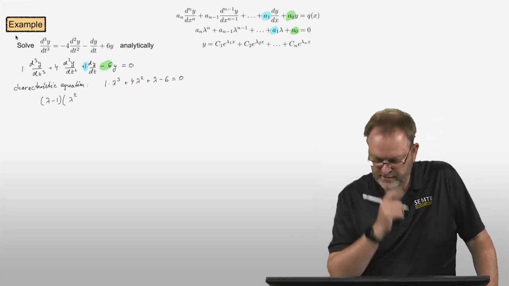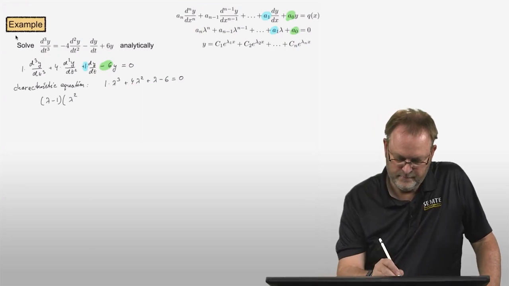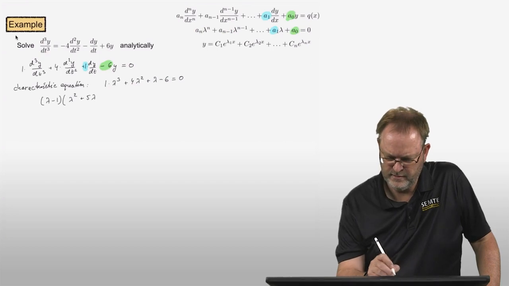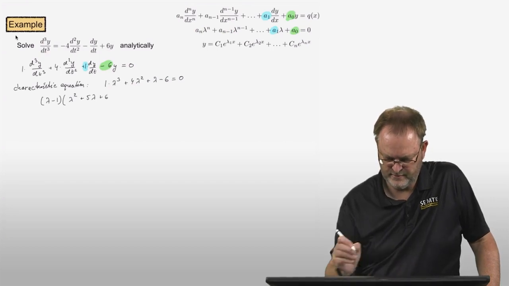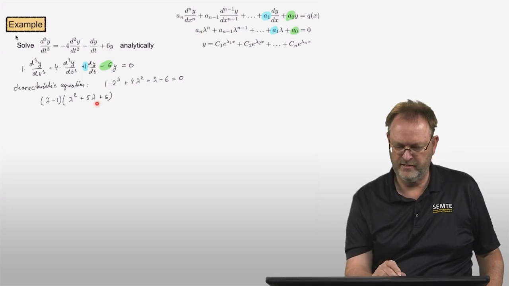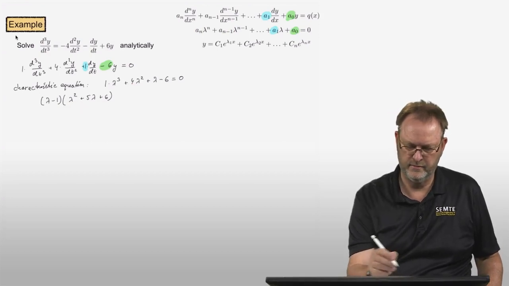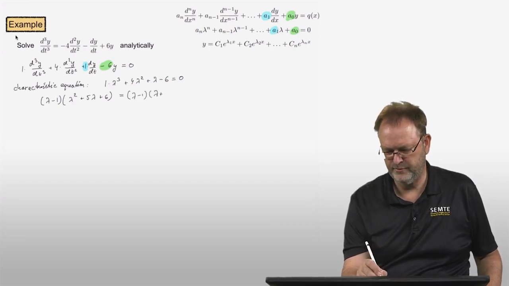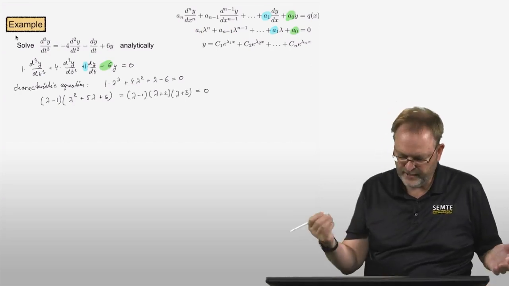So if I do this, then what's left would be lambda squared plus 5 lambda plus 6. Okay. And if I look at this remaining term here, I can factor this as lambda plus 2 times lambda plus 3. So that would be lambda minus 1 times lambda plus 2 times lambda plus 3. And that has to be equal to 0.